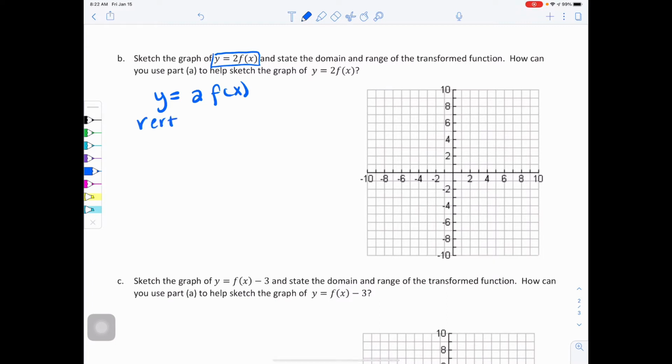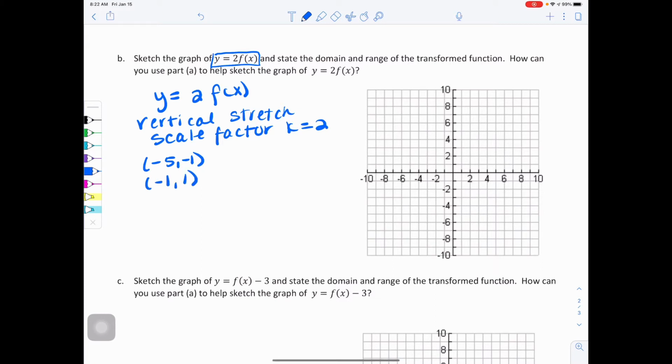So that means that it's a vertical stretch with your scale factor k = 2. Now we'll use the points to help us. If I write down the coordinates from the previous page, we had (-5, -1), (-1, 1), (3, 1), and (5, 3). We are going to make the changes we need to create our new coordinates.